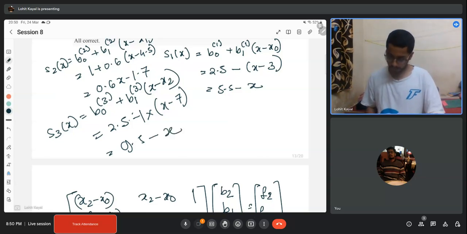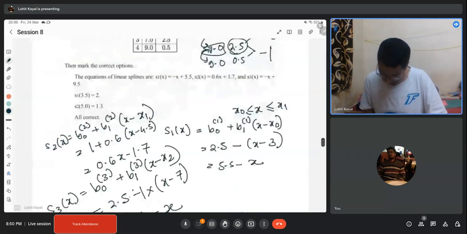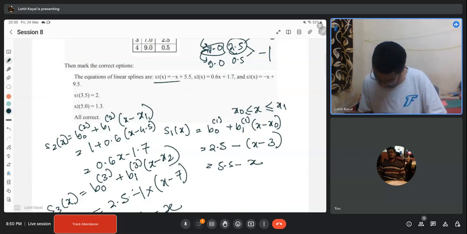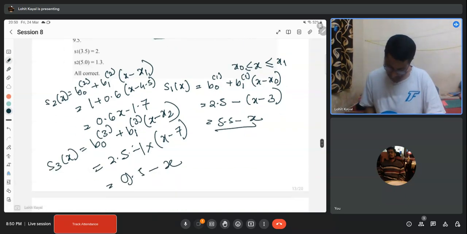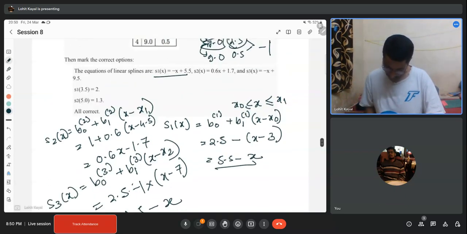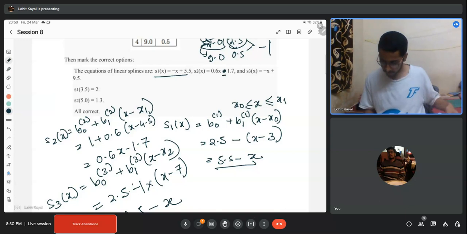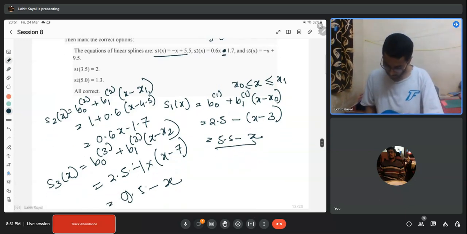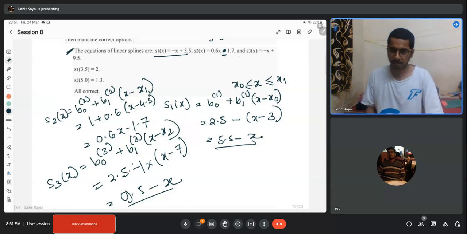So in the first option, it is minus x plus 5.5. Then 0.66x, minus 1.7. No, it should be minus 1.7. Yes, this should be minus 1.7, and s3 of x is minus x plus 9.5. So this option is correct. This is just a mistake; I think it should be 0.6x minus 1.7.